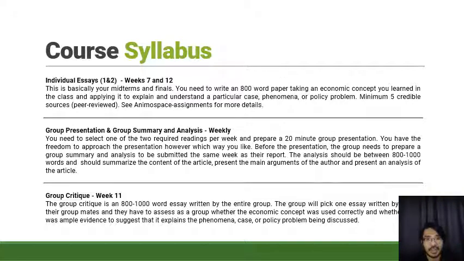So this is essentially a 20-minute group presentation that we'll have weekly. So each group needs to select one of the 2 required readings per week. You prepare the 20-minute presentation. This is approximately 10 to 15 slides, PowerPoint slides, and you'll be given 20 minutes to present it during Wednesdays. And then after your presentation, essentially the group will have to answer questions and queries from the rest of the class for about 5 to 10 minutes every week.